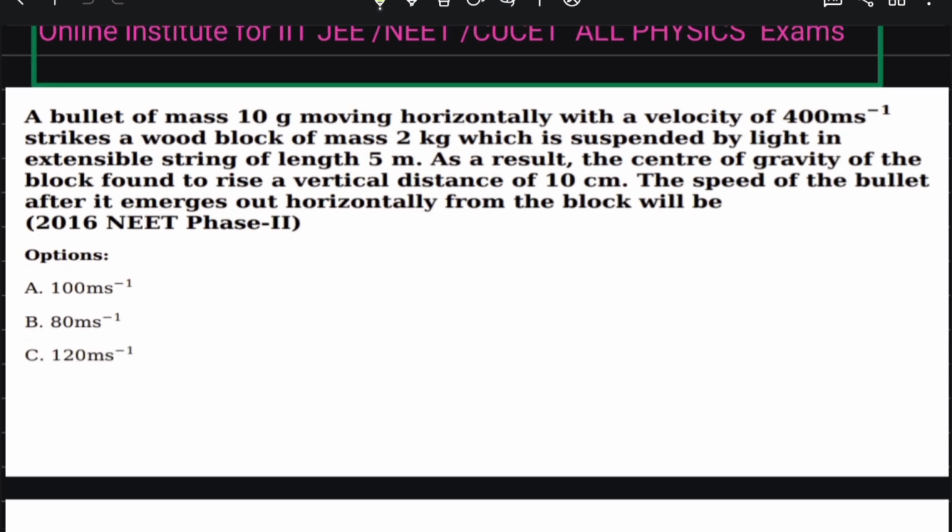This question says that a bullet of mass 10 gram moving horizontally with a velocity of 400 meter per second strikes a wooden block of mass 2 kg. It is like this situation.